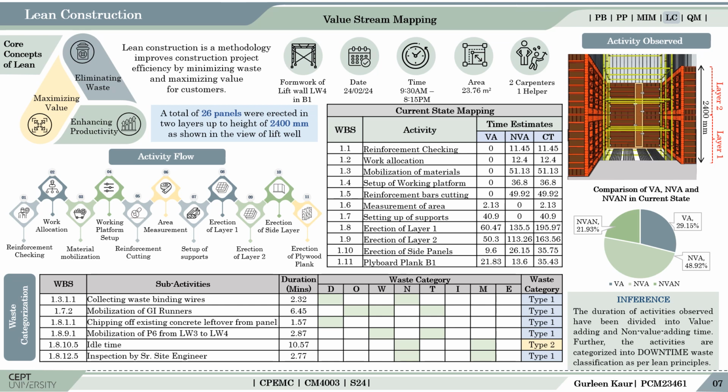To prepare the current state time estimates, the observed time was categorized into value adding and non-value adding time. Non-value adding time is further of two types, that is non-value adding and non-value adding but necessary. As per the lean classification of waste categorization, that is DOWNTIME, each sub-activity was assigned a category, a few examples of which are given in the waste categorization table. As they are non-value adding, the duration of type 1 waste could be decreased and that of type 2 could be completely eliminated.